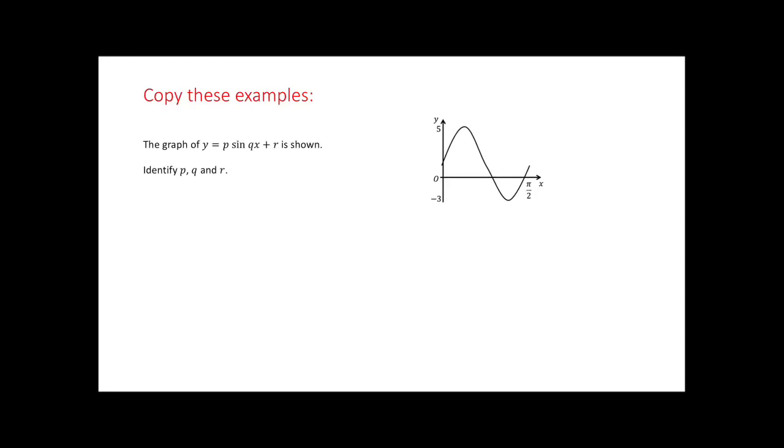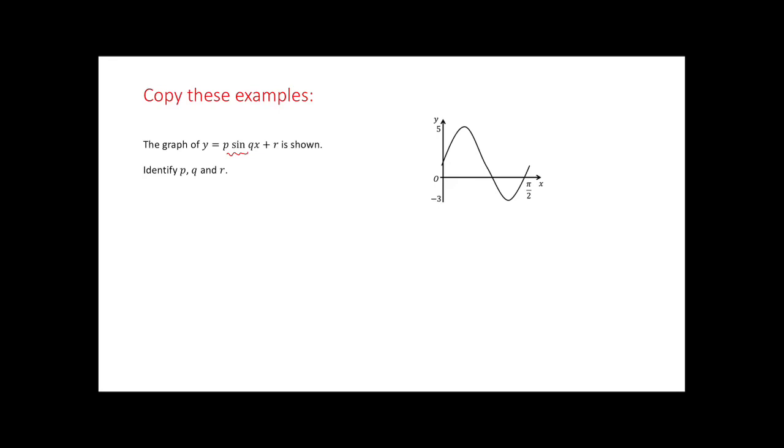So remember, you have to know whether you're looking at a sine, cos or tan graph. You then need to decide on your amplitude, you need to decide on your period, and you need to decide if there's been any shifts. So this question is quite good in that it tells us that it's a sine graph. So we already know that that is the shape that we're looking at.